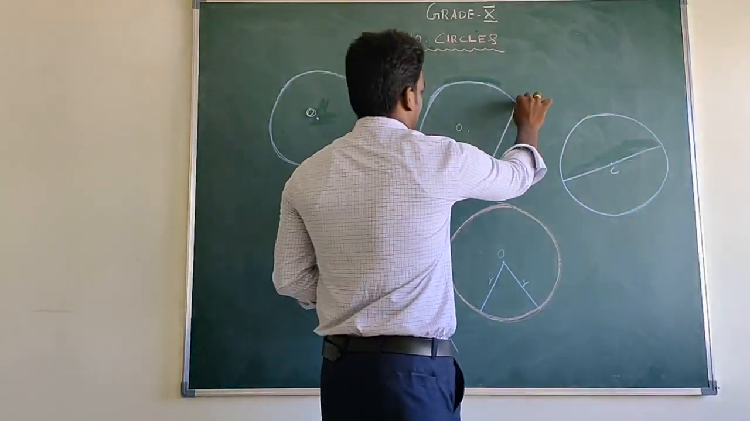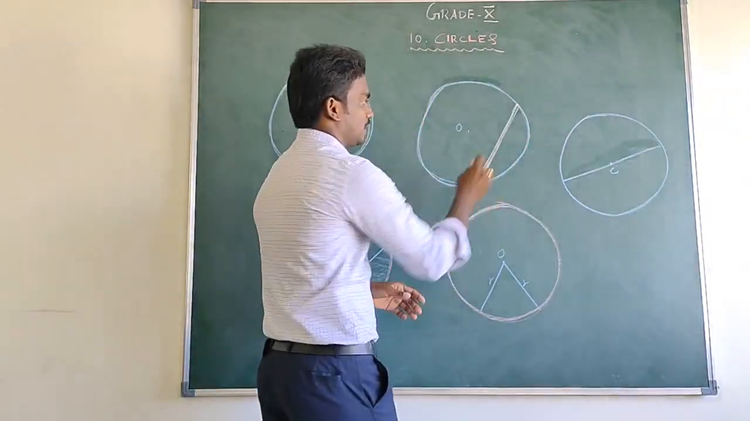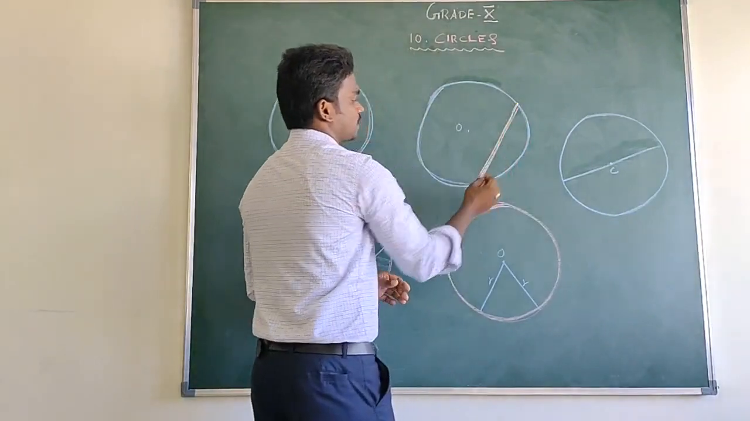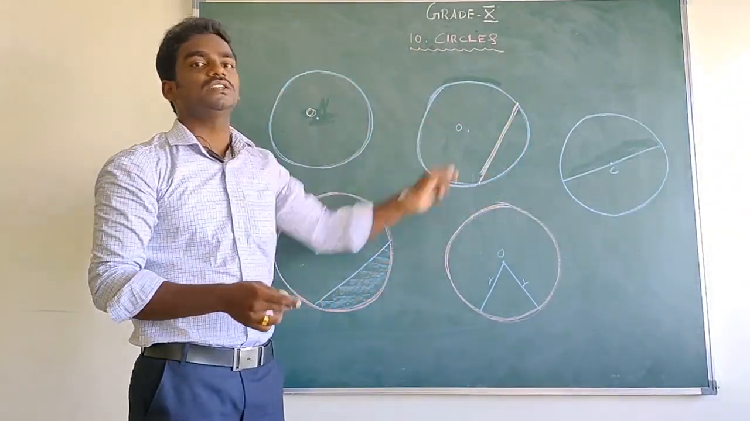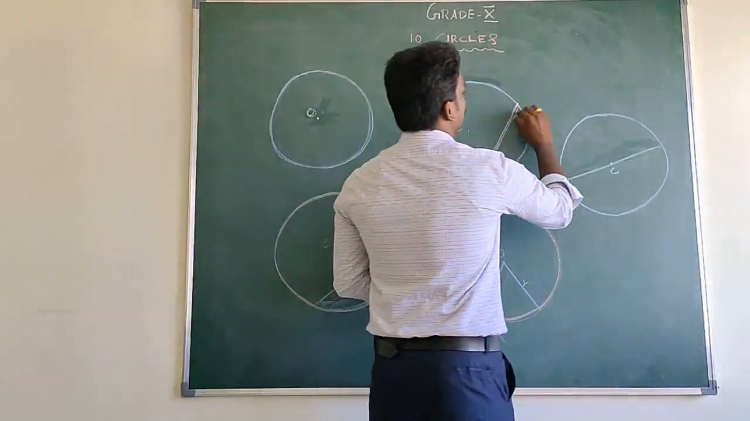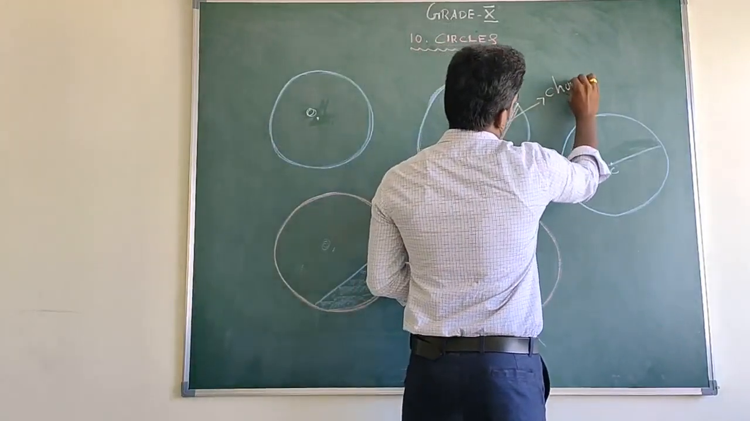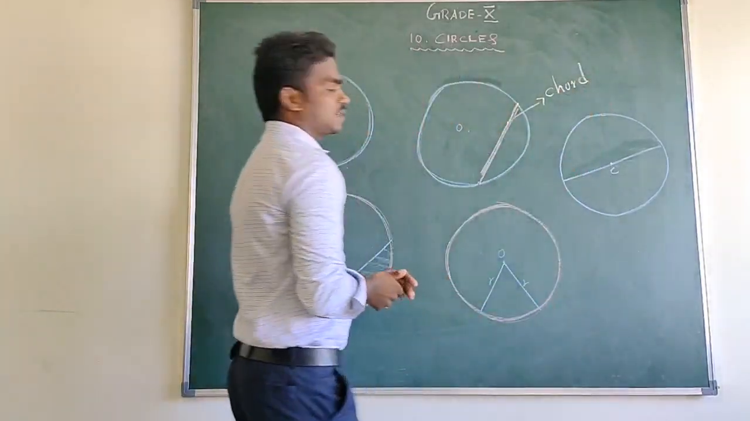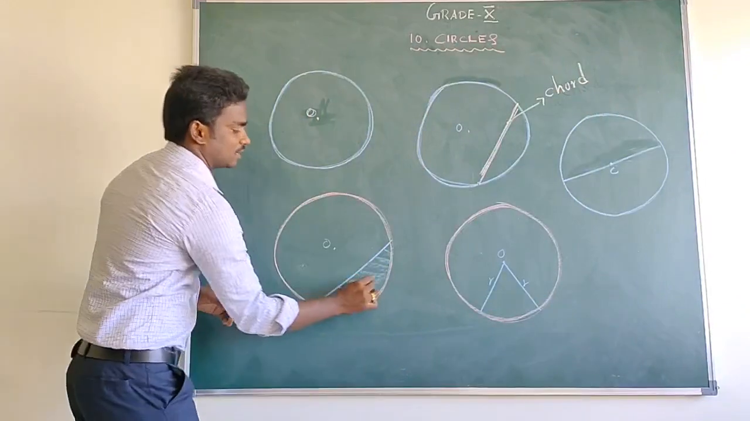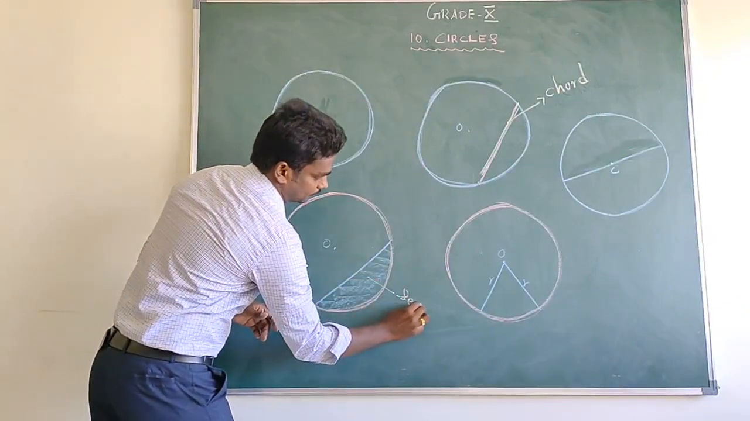Next, what is a chord? A chord is a line segment joining any 2 points of a circle. A line segment joining any 2 points of a circle is called a chord. So this is called a chord. And what is this one called? So this is a segment.